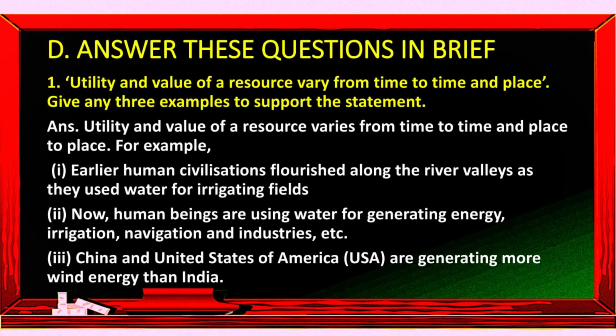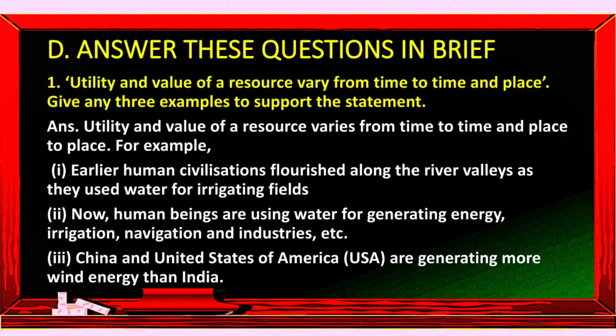Now, answer these questions in brief. 1. Utility and value of a resource vary from time to time and place. Give any three examples to support the statement. Answer. Utility and value of a resource varies from time to time and place to place.